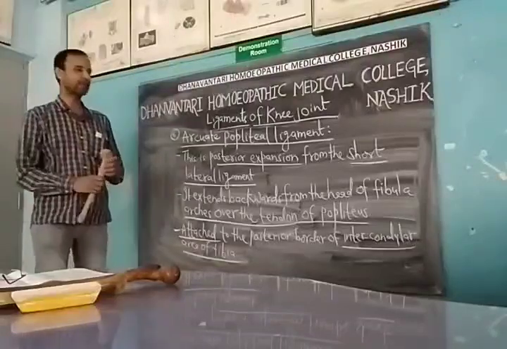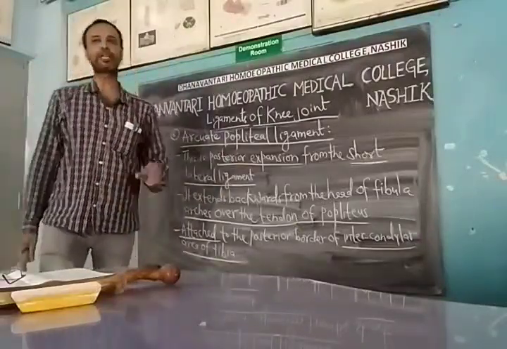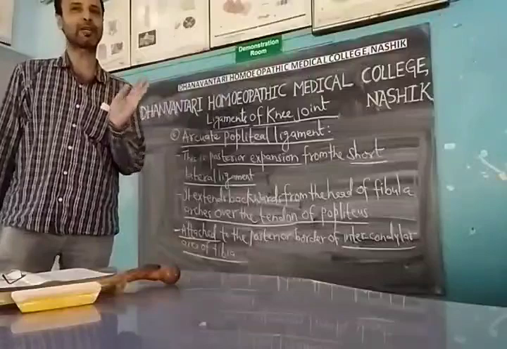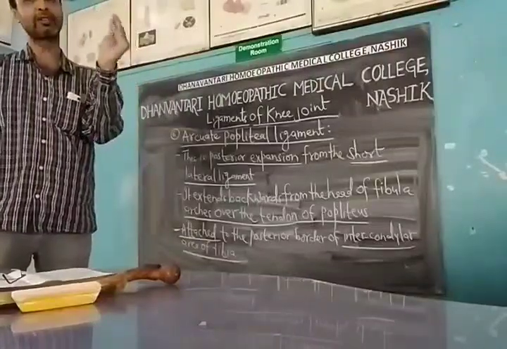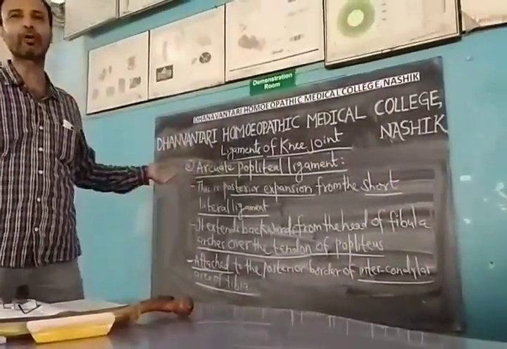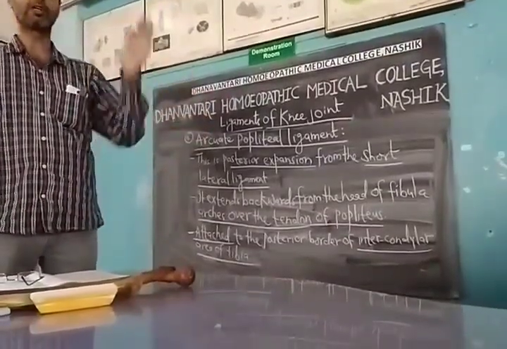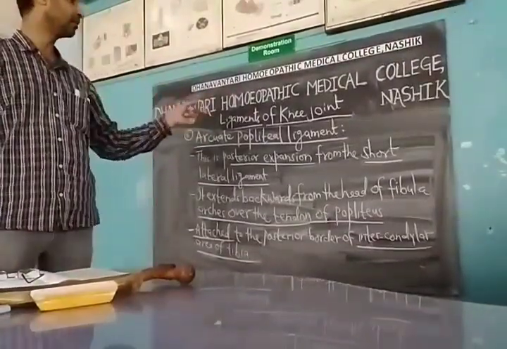Now, the sixth ligament we will study is the arcuate popliteal ligament. The name itself suggests it: arcuate means an arc. It arches over the popliteus tendon. Therefore, this is the arcuate popliteal ligament.